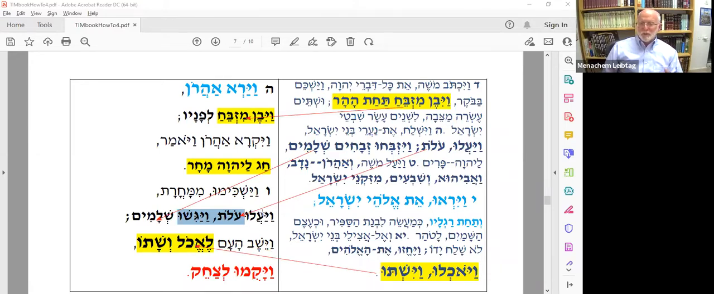When you do the comparison, you can't miss that Aaron is trying to recreate the experience from Har Sinai for the people. Now, what's the big difference, which is called a contrasting parallel? The problem has to be "letzachek." It's not making the ego that's the problem. It's the laughter, the frivolous behavior.